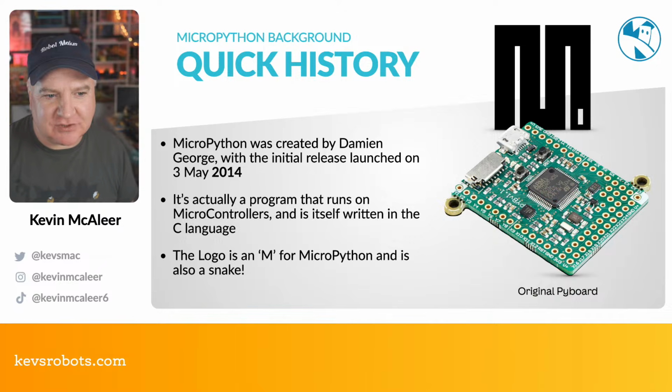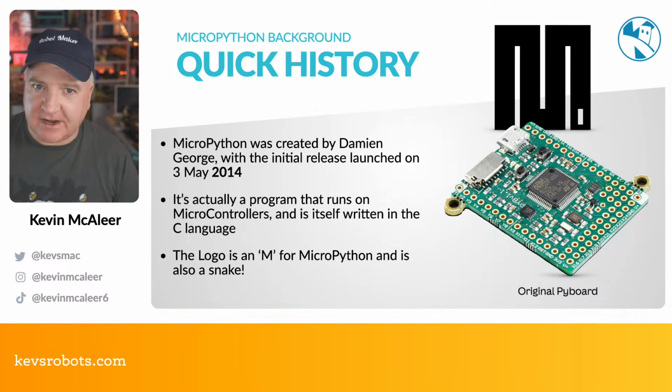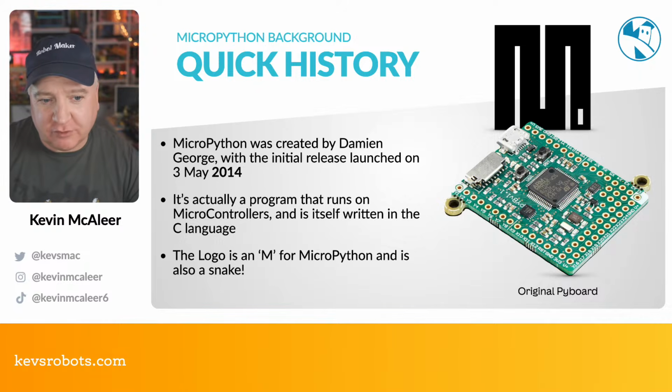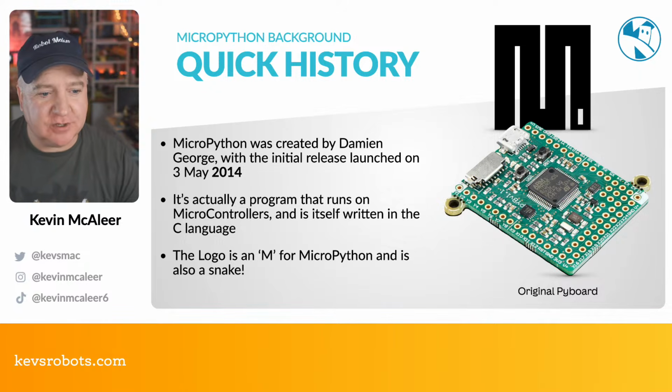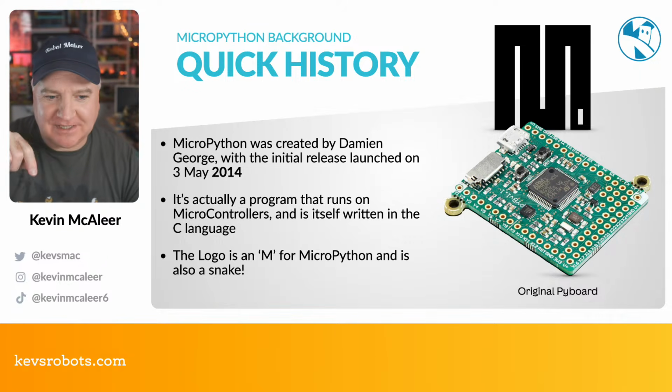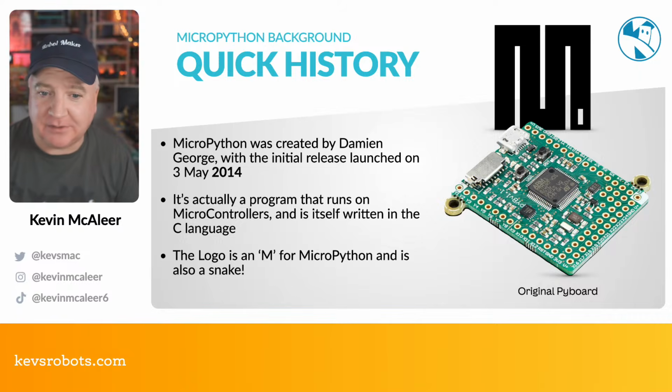So a quick history of MicroPython. This was created by Damien George not too long ago, just over 11 years ago, and the initial release was on 3rd of May 2014. So it's quite a fresh language, but it's had quite a lot of development in that time, and it's certainly good enough for people to use day to day. It's actually a program that runs on microcontrollers, and itself is written in the C language. And the logo is a big M, which is kind of like a Python snake. And you can see on screen there, that's the original Pyboard that Damien created with an ARM processor on there.